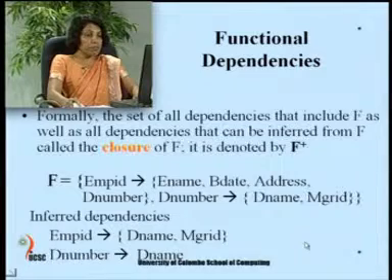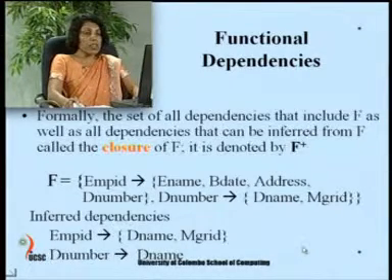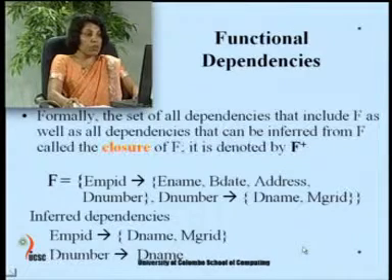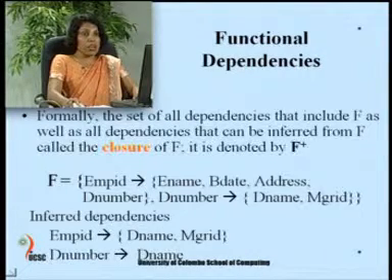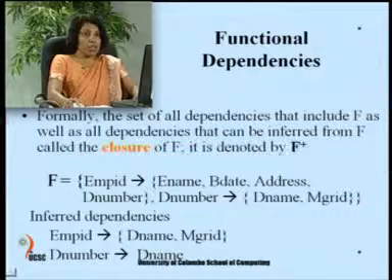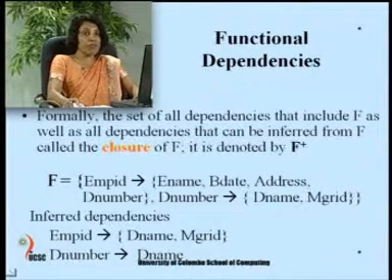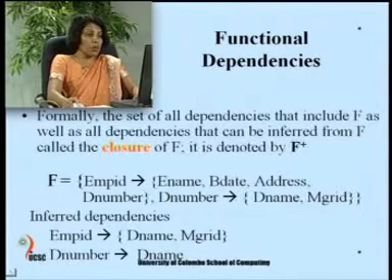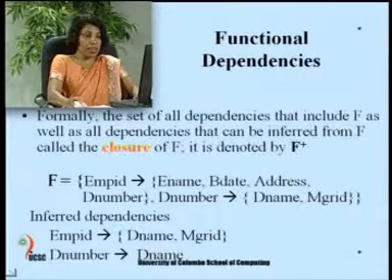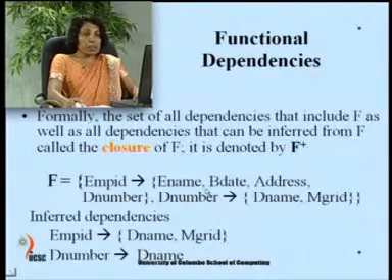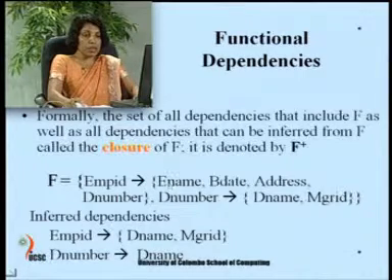Formally, the set of all dependencies that include F as well as all dependencies that can be inferred from F is called the closure of F, and that is denoted by the symbol F plus. So these are the functional dependencies given in F. Employee ID is the determinant of employee name, birth date, address and department number, and department number is the determinant of department name and manager ID.